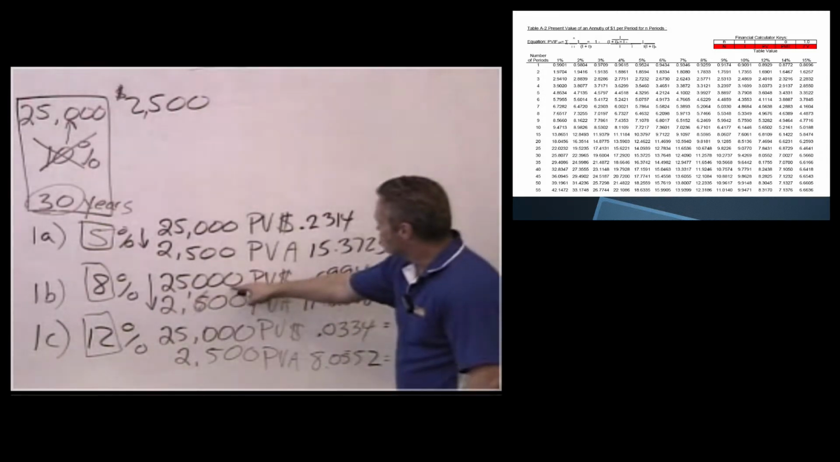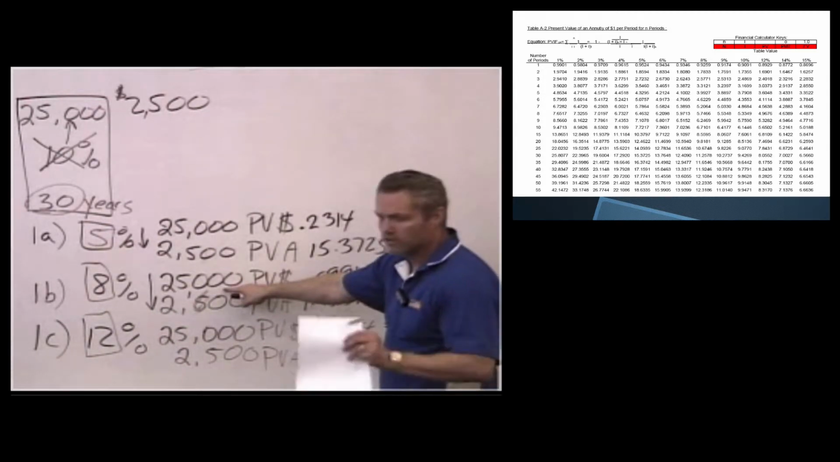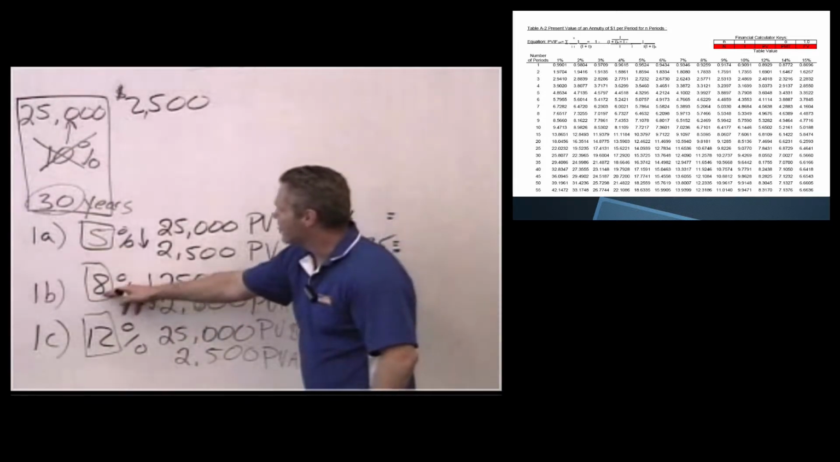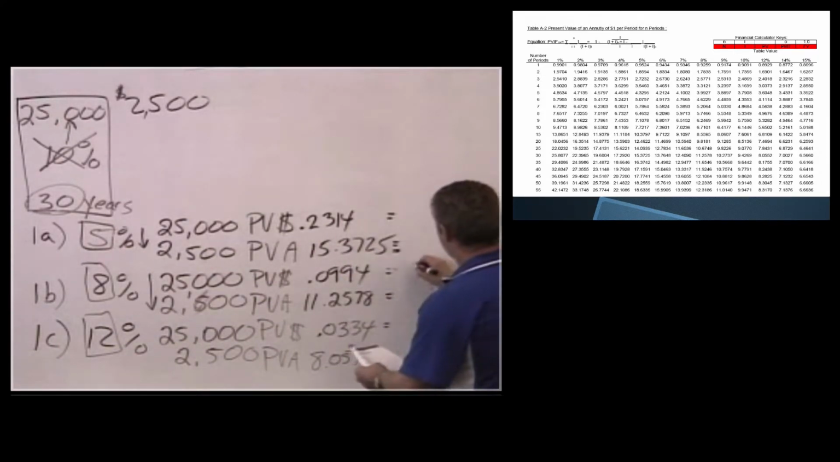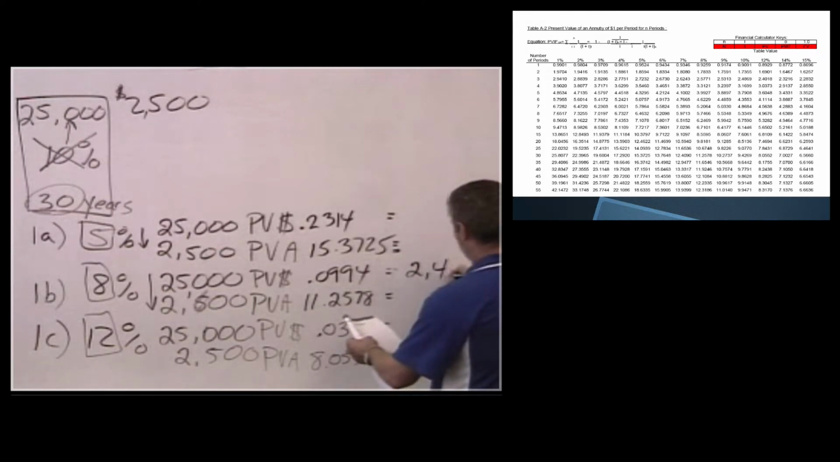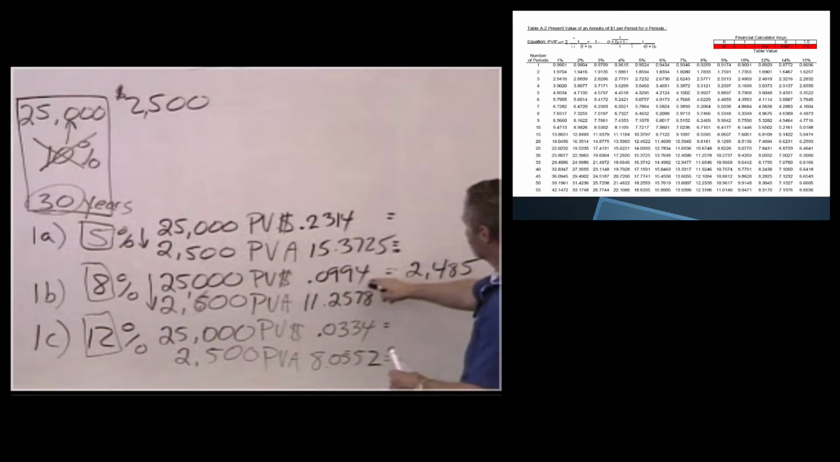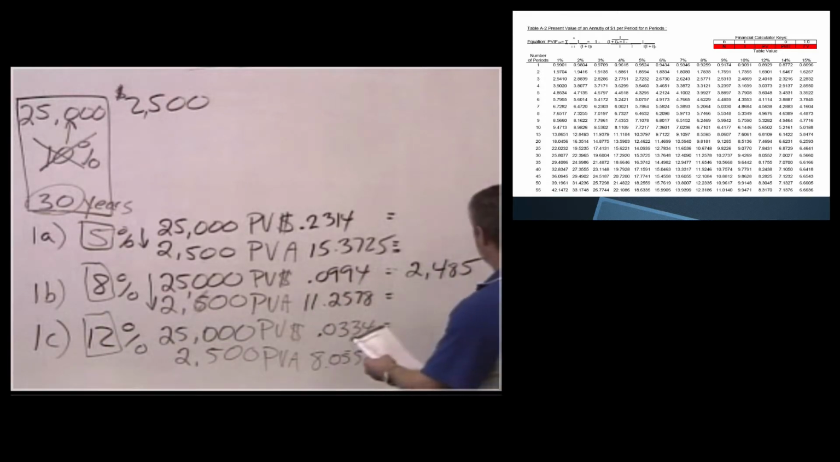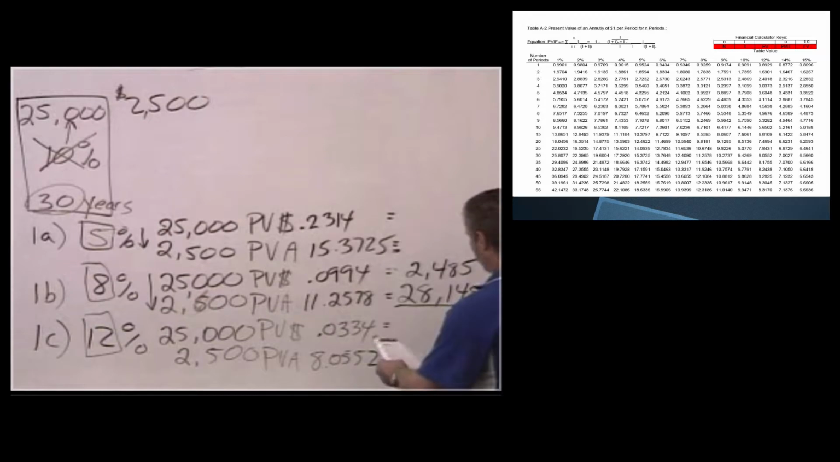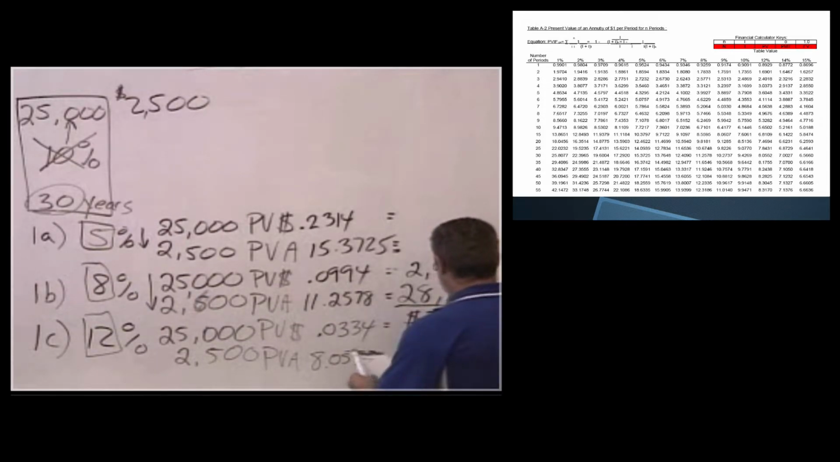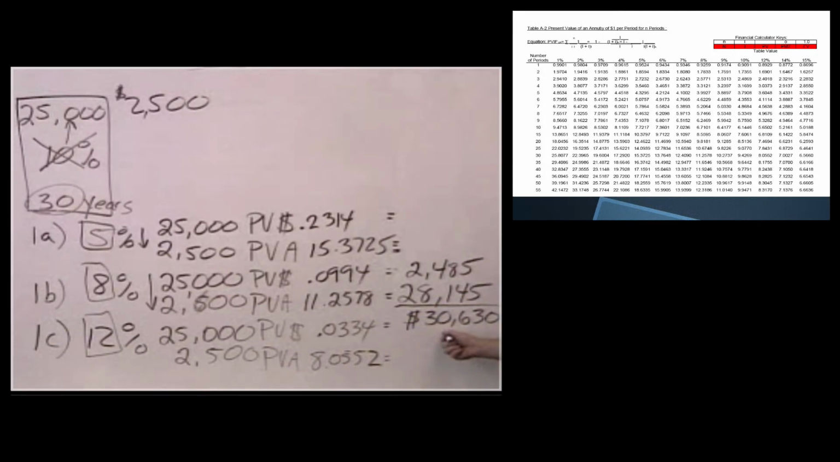So in this one, now present value of $1, 25,000, one lump sum payment. Interest rate is 8%, N equals 30, is 0.0994. And we multiply that across, it gets us 2,485 for the value of the face value. And the annuity, we get 28,145. We add those together for a total value of our bond of 30,630.